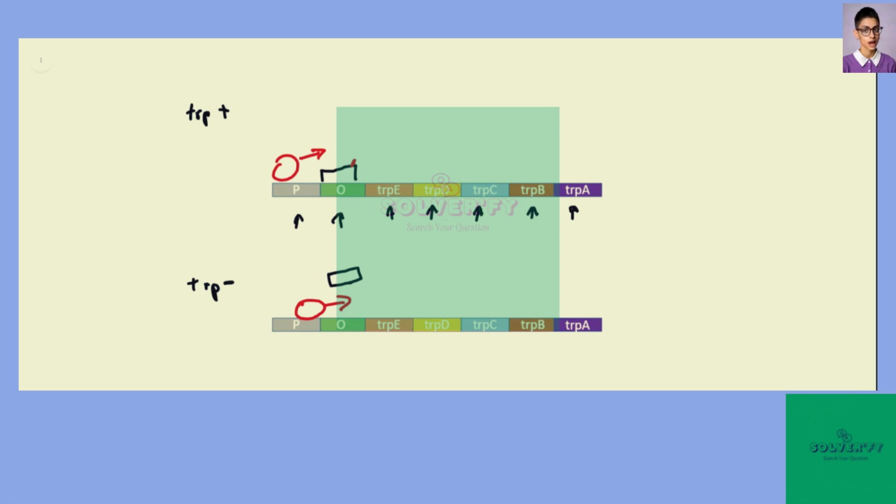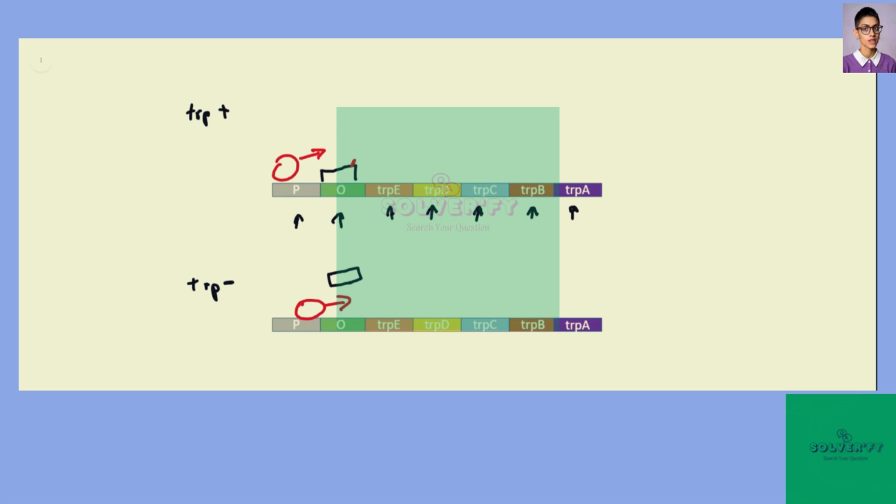RNA polymerase binds to the repressor. RNA polymerases don't bind to repressors. They are recruited by transcription factors that bind to the promoter. Choice B, the repressor binds to the promoter. No, because as we just established, when you don't have tryptophan, you want the repressor to be off. If the repressor is on, there's a mutation.